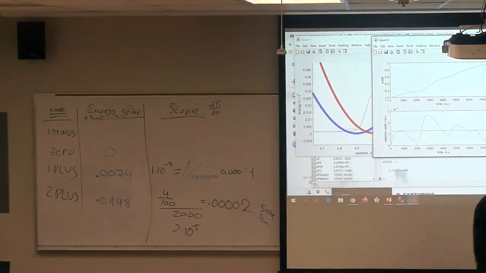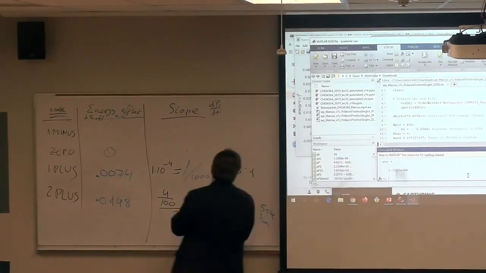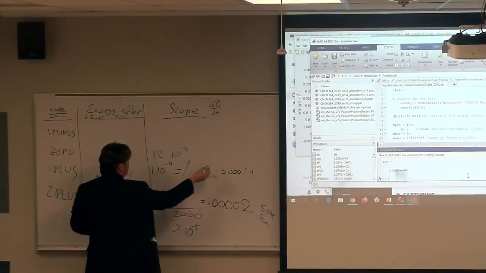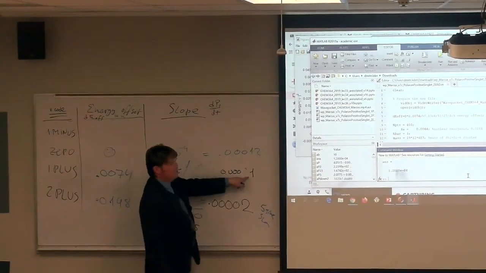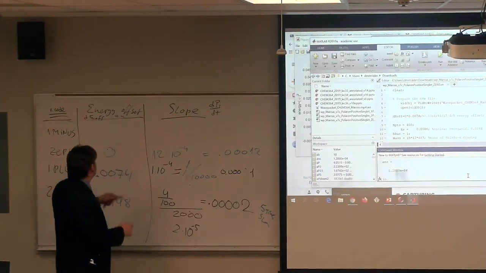Let's find the slope. 0.6 divided by 5,000. So it will be 1.2 × 10⁻⁴. So it looks like a little bit quicker. Right? And now we need to try the negative.